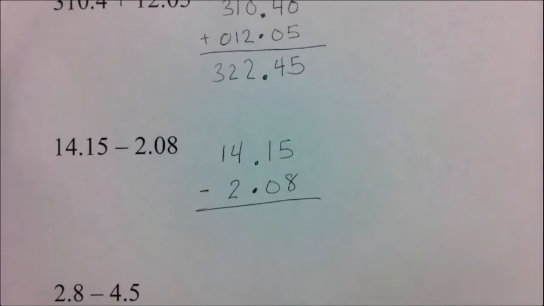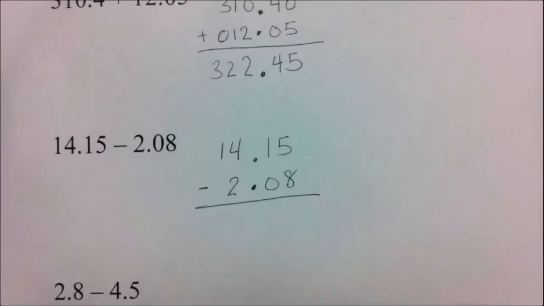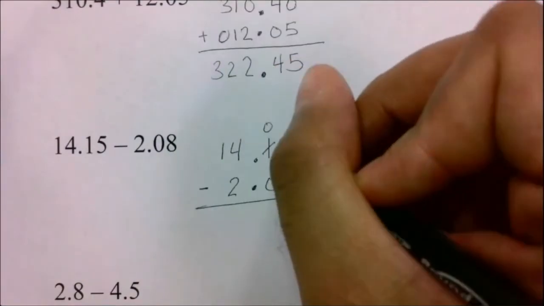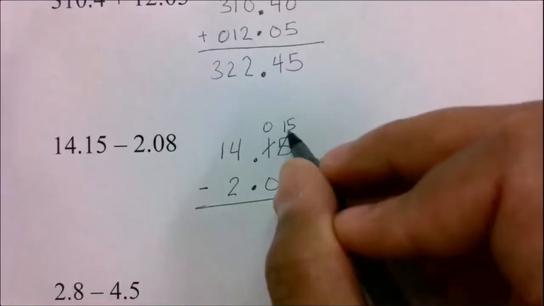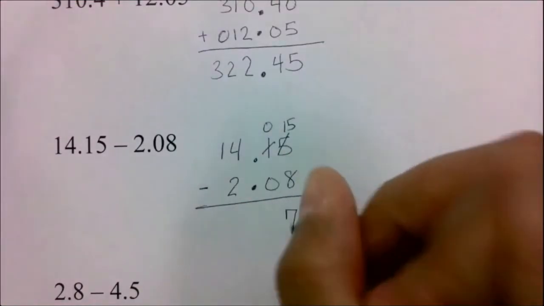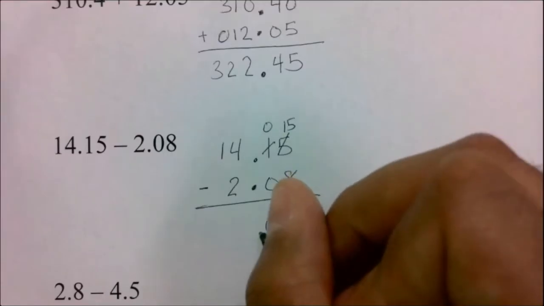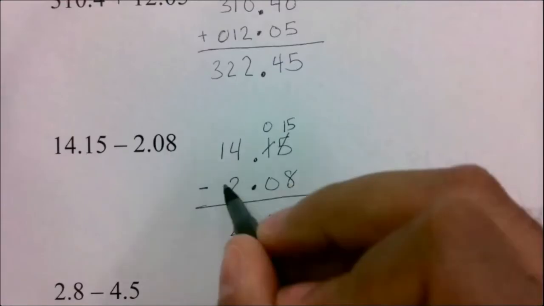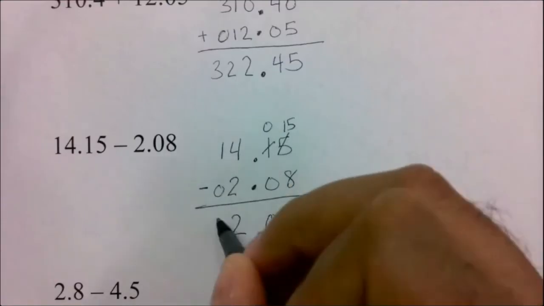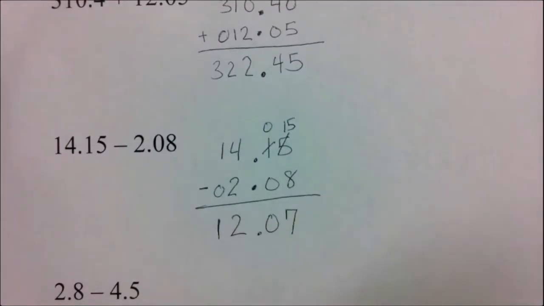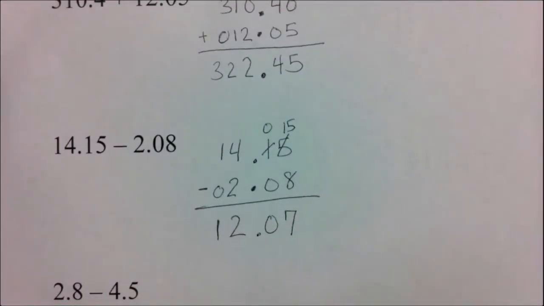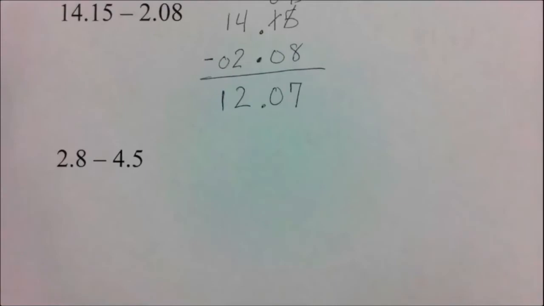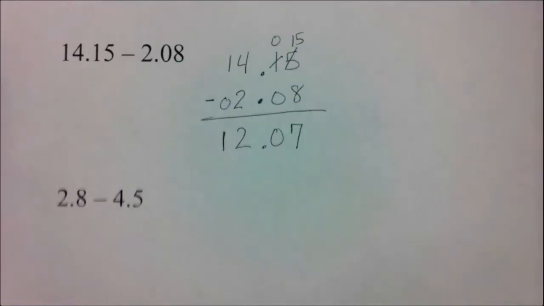All right, so we have 5 minus 8. Of course, we can't do that, so we have to take 1 away from 1, turn that to 0, change this to 15. So 15 minus 8 is 7. 0 minus 0, of course, 0. 4 minus 2 is 2. Then 1 minus 0 will just give me 1. And that'll be my answer, 12.07. Now let's look at our last problem here. 2.8 minus 4.5.